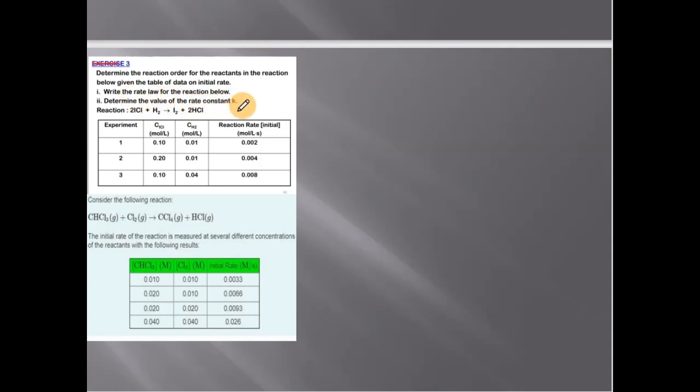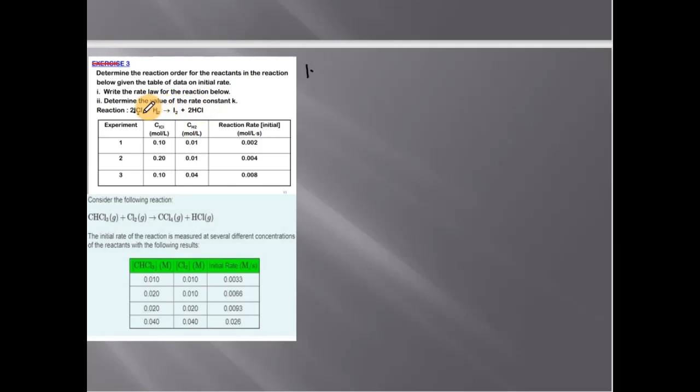So our tasks are to write the rate law for the reaction and determine the value of the rate constant. The rate law relates the rate of a reaction to the reactant concentration. So let's see how we can go about it. Let's begin by writing the rate law of this reaction. We have iodine chloride plus hydrogen gas equals iodine plus hydrochloric acid. What we are going to focus on is the reactants, because the rate law relates the reactant concentration to the rate. So we're going to do nothing to the products.